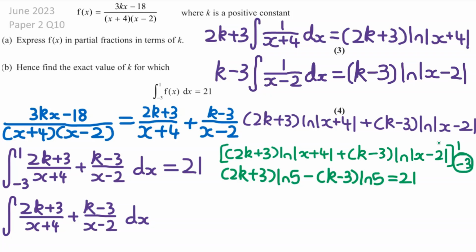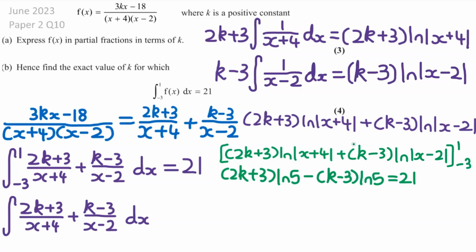And then if we plug in minus 3, remember we're going to subtract it, it's going to be 2k plus 3, and then the natural log of minus 3 plus 4, which is going to be the natural log of 1, so that's not going to exist. And then it's going to be k minus 3, the natural log of minus 3 minus 2, so it's going to be the natural log of the modulus of minus 5, so remember it's going to be the natural log of 5, like this here.